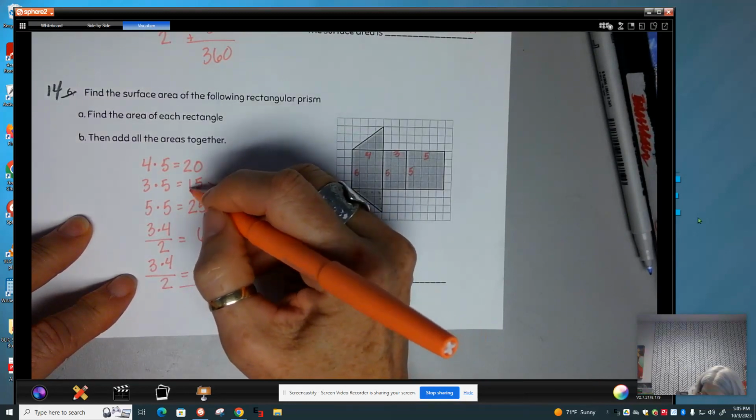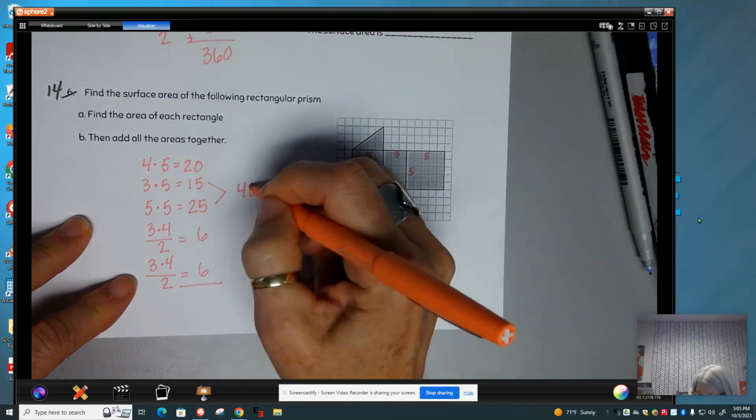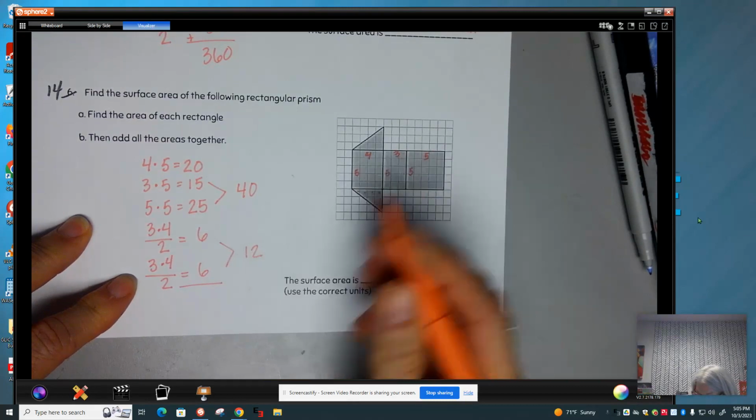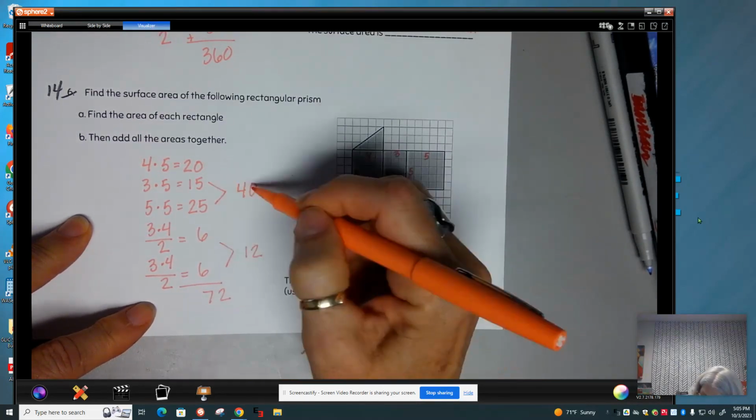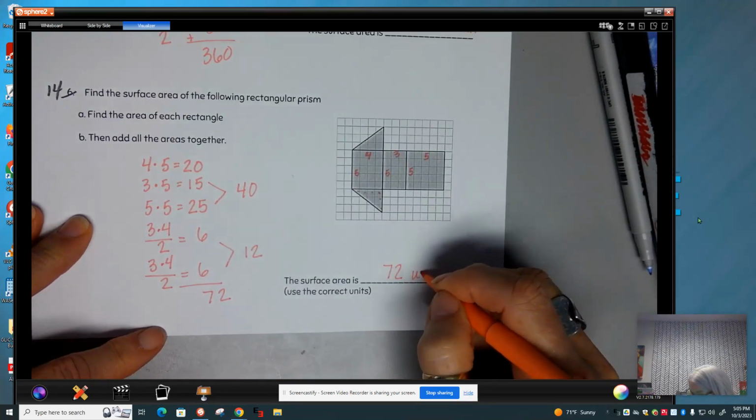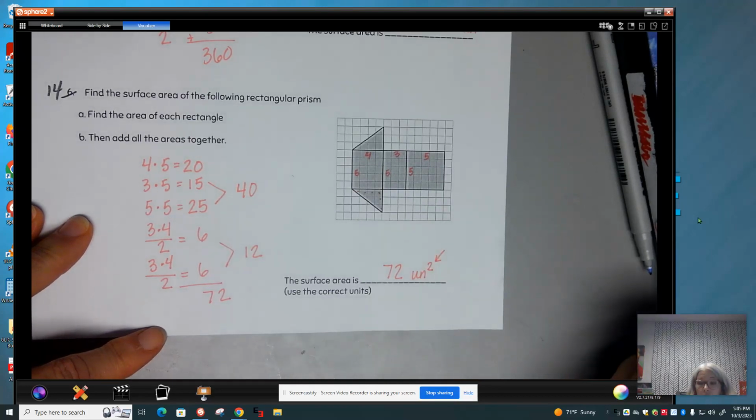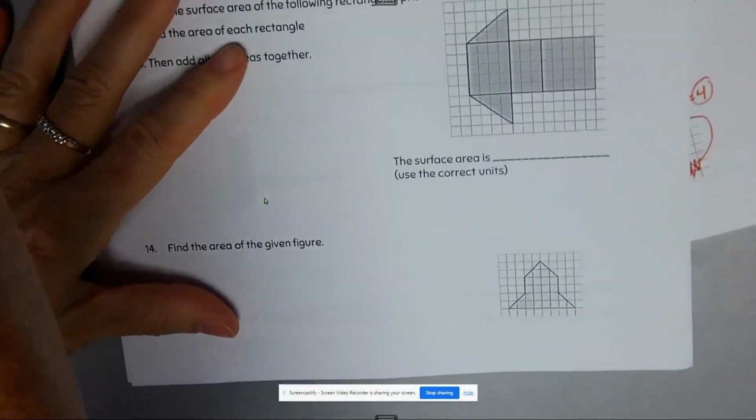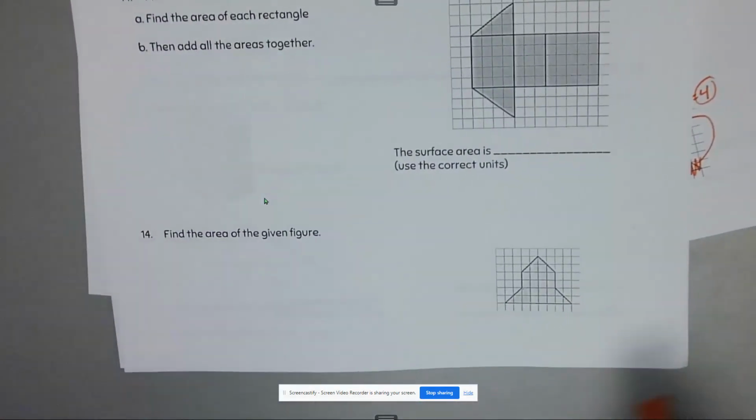Well, 20 plus 10 is 30, plus 10 is 40, plus 20 is 60, plus 12 is 72, right? 72 units squared, because that little 2 means squared. All right, good job. Okay, the next question, find the area of the given figure.